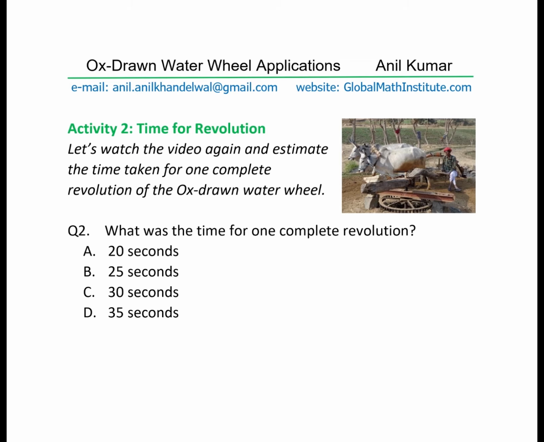So I hope you're ready with your answer. What do you get? What was the time for one complete revolution? Well, let me take C as your correct answer, 30 seconds, right? I hope most of you got around that part. So we'll take 30 seconds for one complete revolution and then move forward.